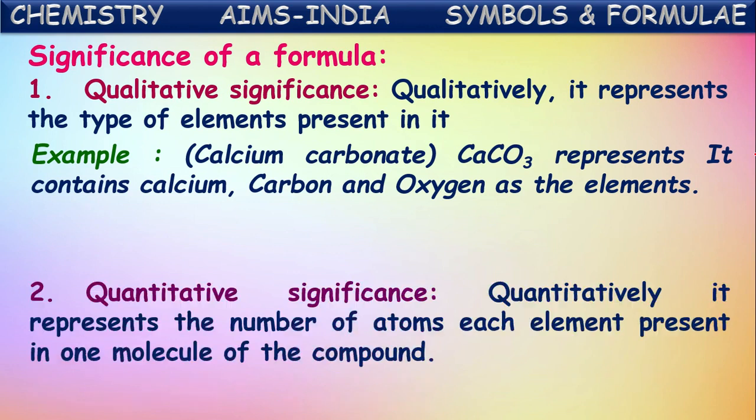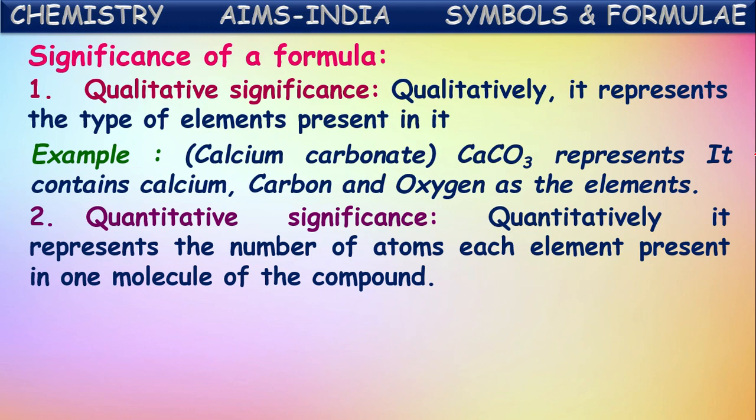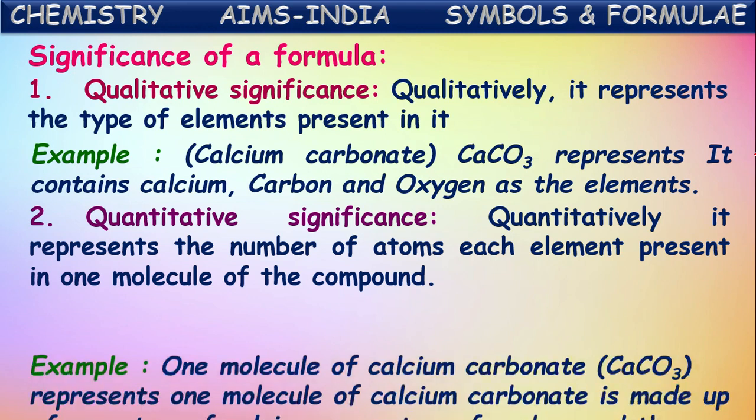Okay, and the second one is quantitative information, that means quantitative significance. Quantitatively, a formula represents the number of atoms of each element present in one molecule of the compound. We have seen that qualitative information means what kind of elements are present. Coming to quantitative information, it tells us about the number of atoms of each element present in the molecule. If you see the same again, CaCO3.